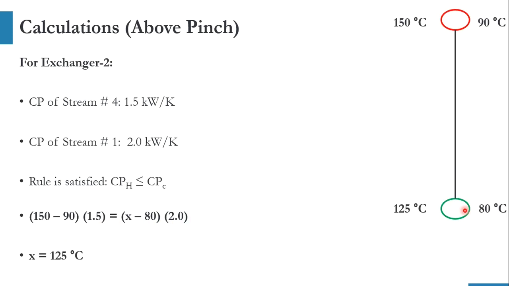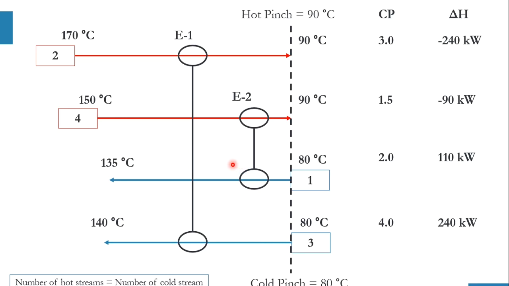And once we draw this exchanger diagram, it is from 150 to 90 degrees centigrade. It is from 80 to 125 degrees centigrade. So this end, it is plus 25. This end is plus 10. So it is okay. This exchanger can be placed. So it means here the temperature will be 125 degrees centigrade.